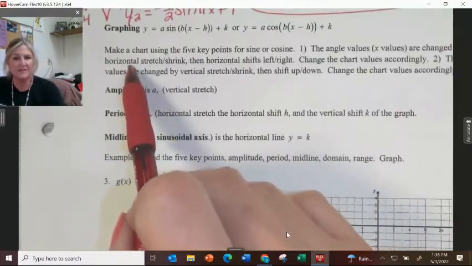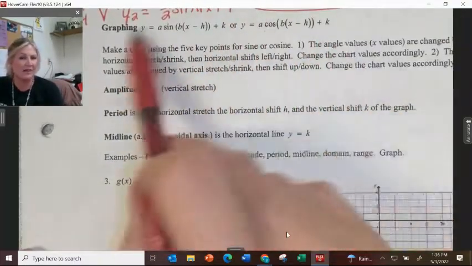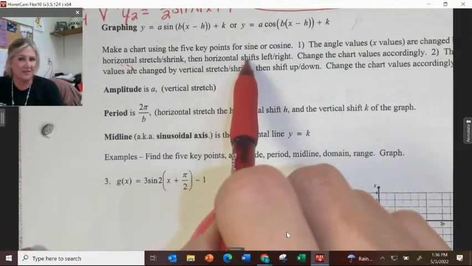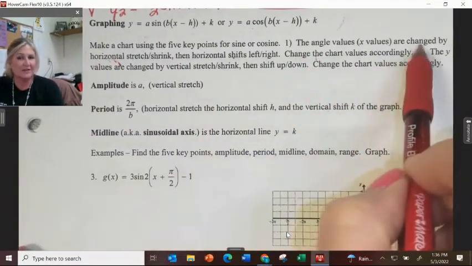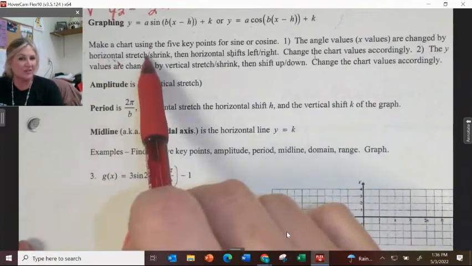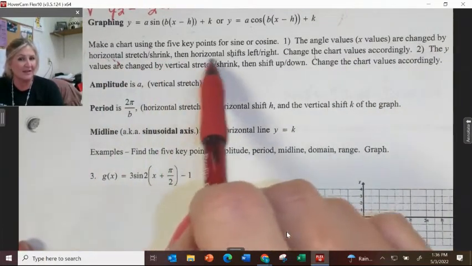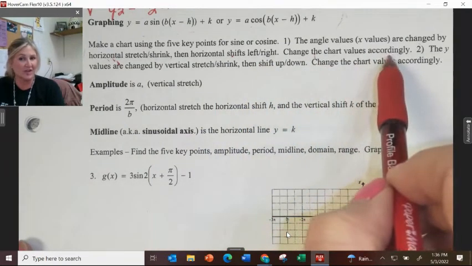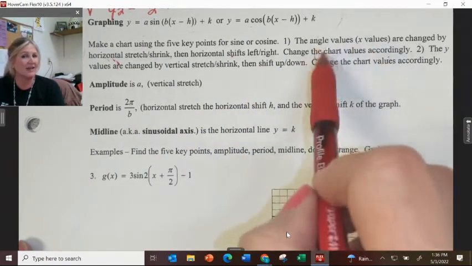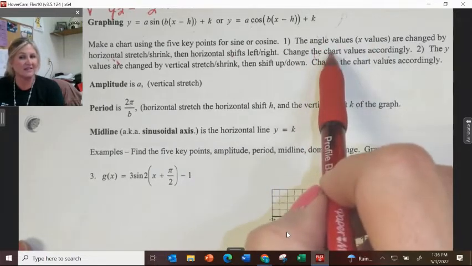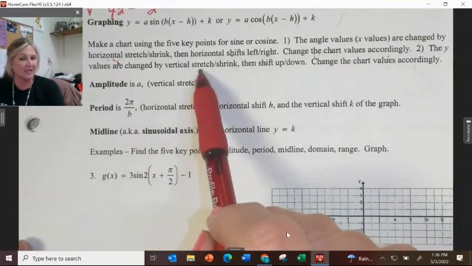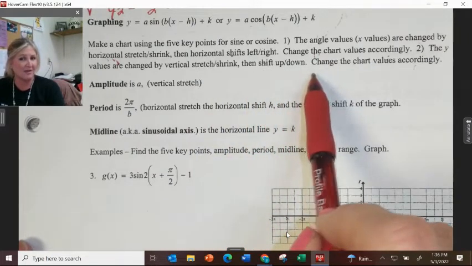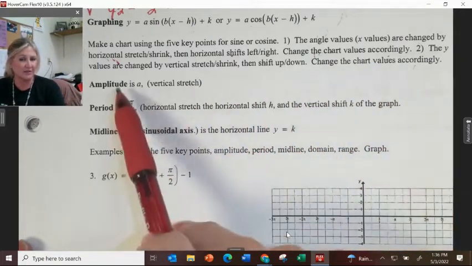All right, guys. So graphing when we have a lot of stuff going on. We're going to make a chart using our 5 key points. The angle values are going to be changed by horizontal stretches and shrinks, then horizontal shifts left and right. We're going to change the chart values accordingly. This is when we have anything affecting the x. The y values are changed by a vertical stretch or shrink, then a shift up or down. Change the chart values accordingly.